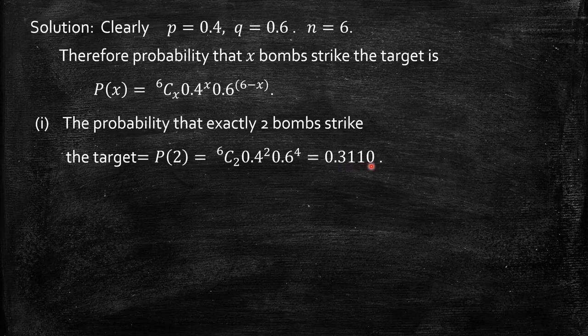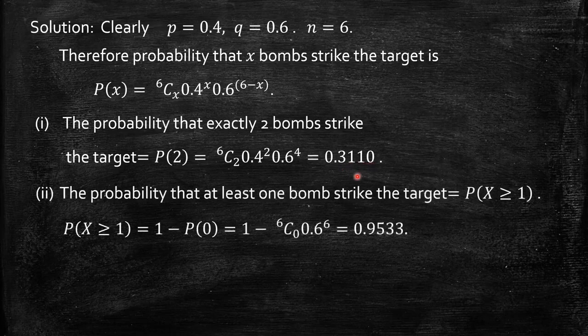Now the second problem is the probability that at least one bomb strikes the target. At least one means x greater than or equal to 1. So the probability of x greater than or equal to 1 means we have to add the probabilities from 1 to 6. Since n is 6, we have to start from 1, calculate all probabilities up to 6, and add them up.